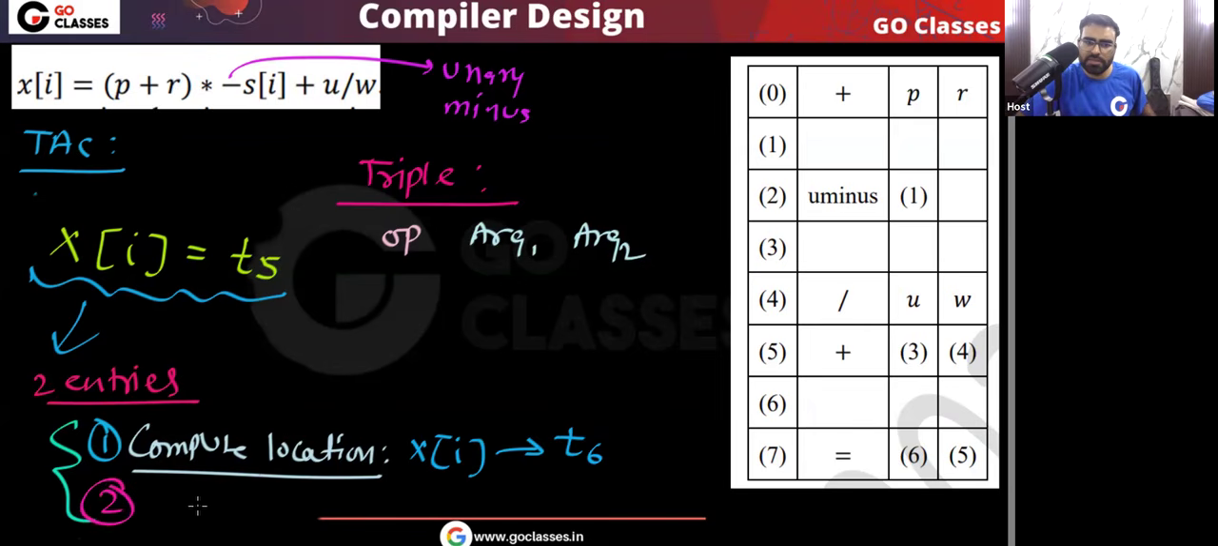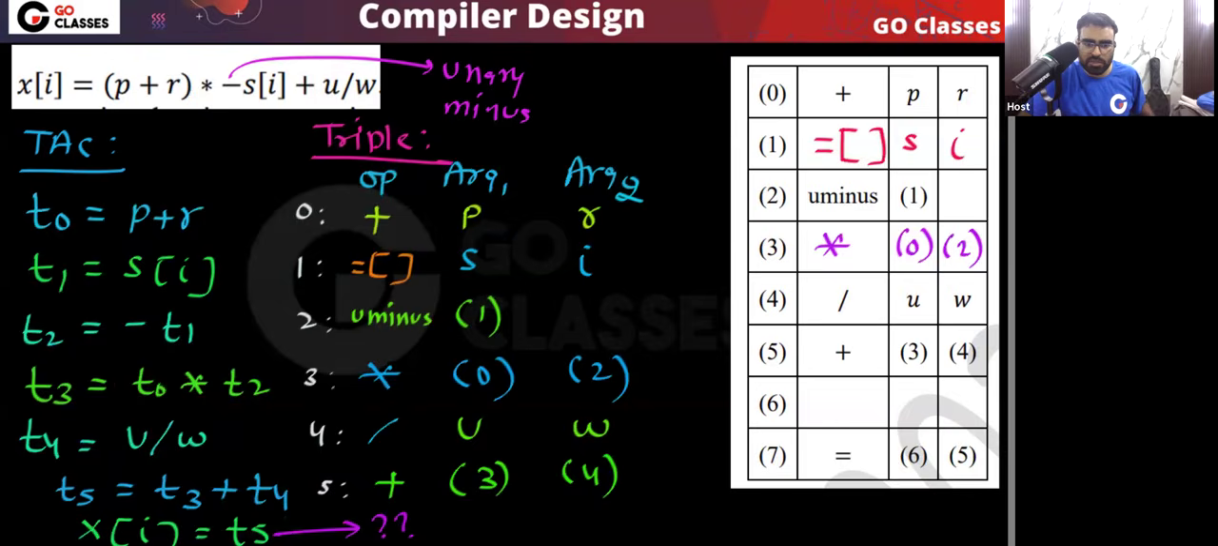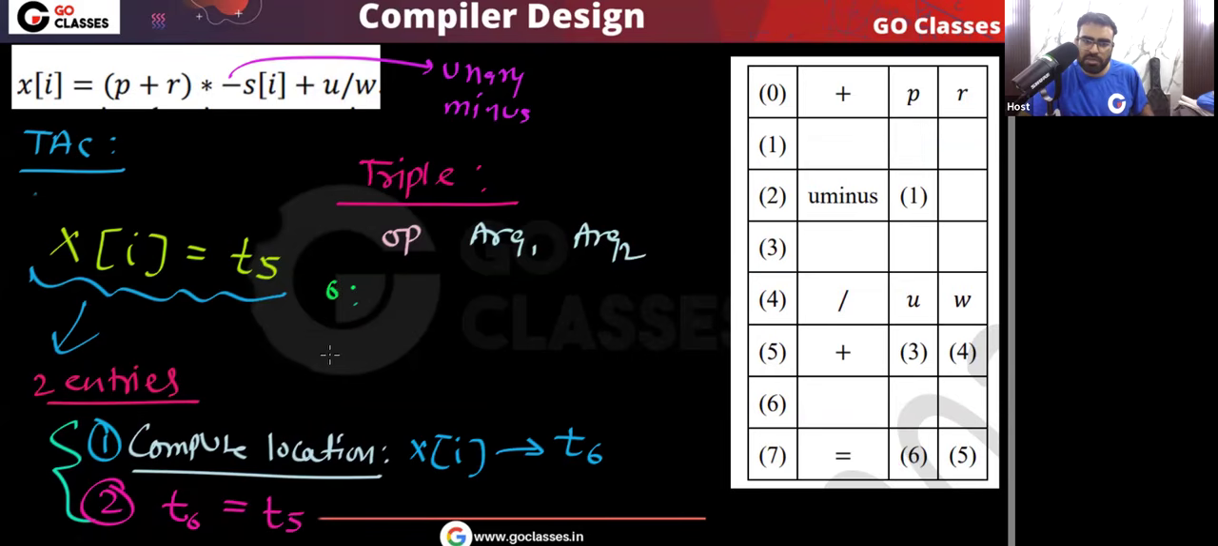And then what is the second thing? Second thing is very easy. Now this t6 has the location. In this location, we will store the value t5. That's it. Now let's see what will be the first entry. Let's see the numbering here. You can see 6, so position number 6 and position number 7, because for representing this instruction, we need two entries in the triple representation.